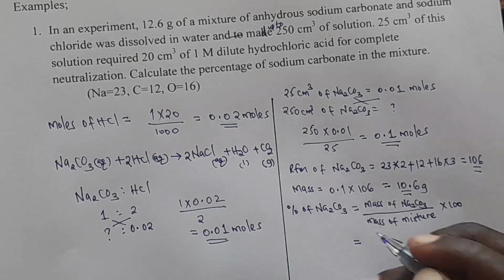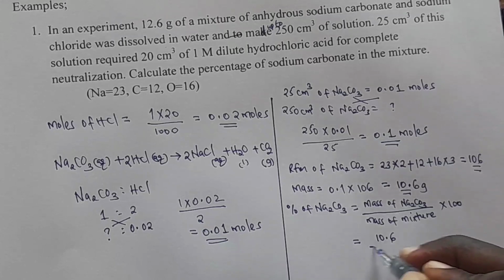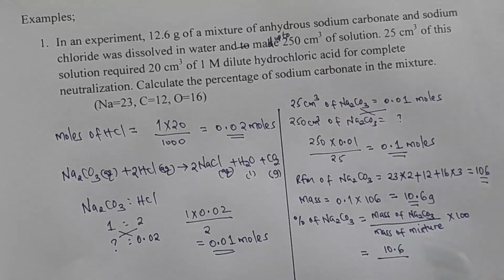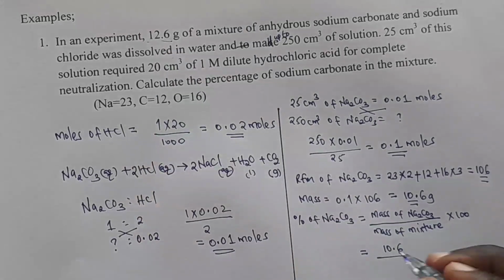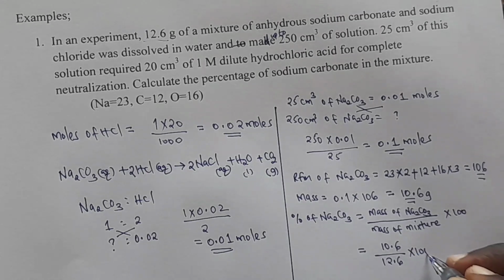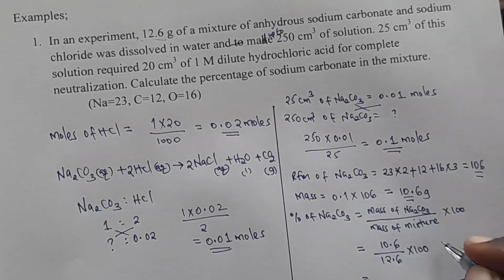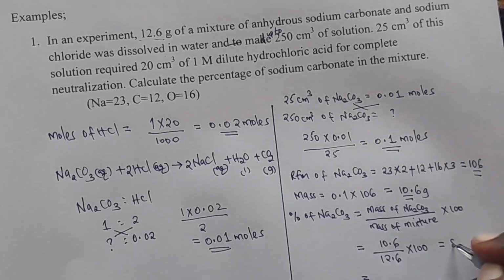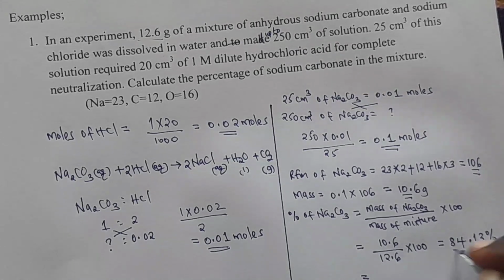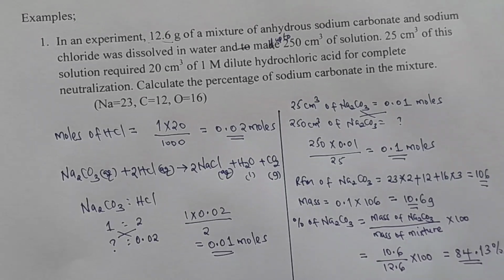So this will be equal to, what is the mass of sodium carbonate? You have gotten 10.6 divided by the mass of the mixture. They have given us 12.6 grams. It is here, 12.6 grams. So divided by 12.6 grams, then we multiply by 100. Here we are going to get our answer as 84.13%. So that will be the percentage of sodium carbonate in the mixture.